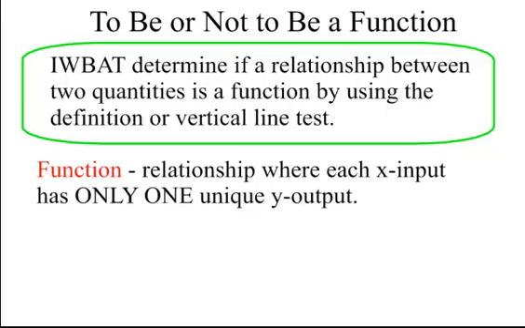To be or not to be a function, you will be able to determine if a relationship between two quantities is a function by using the definition or the vertical line test. The definition for a function is a relationship where each x input has only one unique y output.